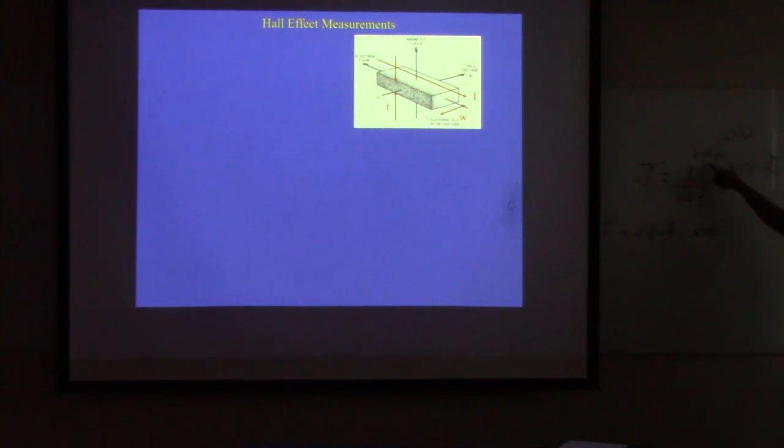Potential gradient, potential difference and electric field. We know V_H over W is E_H, right? So basically your E_H is given as V_H divided by W. This is basically the definition of electric field, the potential gradient.